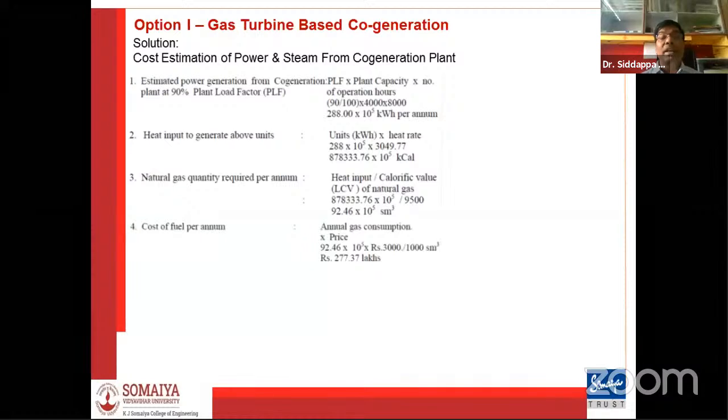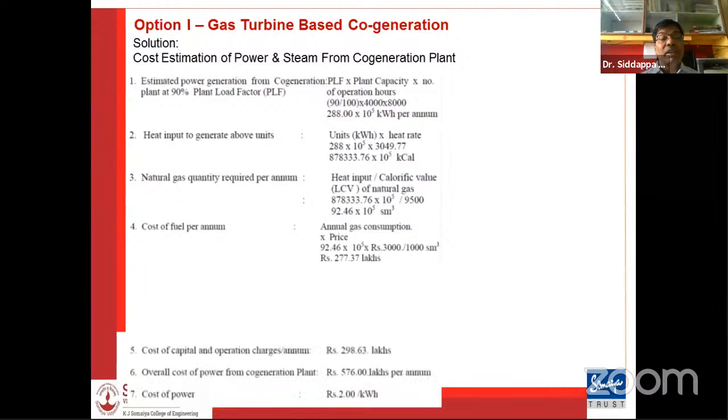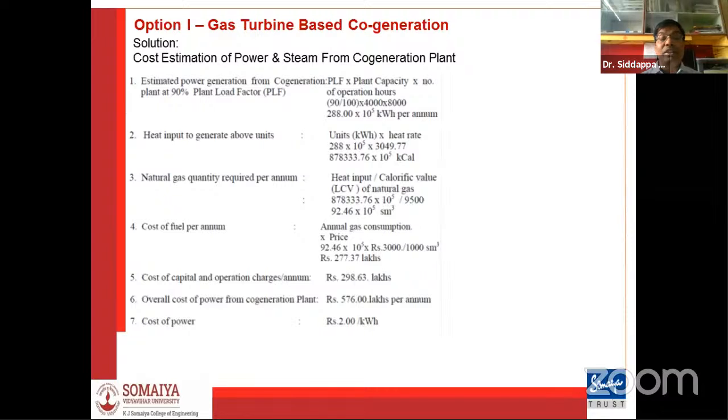Then I know the calorific value and I know the total heat required. Heat released equals mass of the fuel into calorific value, so I'll get the mass of the fuel: 94.46 into 10 to the power 5 cubic meter. The cost of fuel per annum: I think he has given 3,000 rupees per 1,000 cubic meter. I'll get 277.37. Then cost of capital, he has given 298.